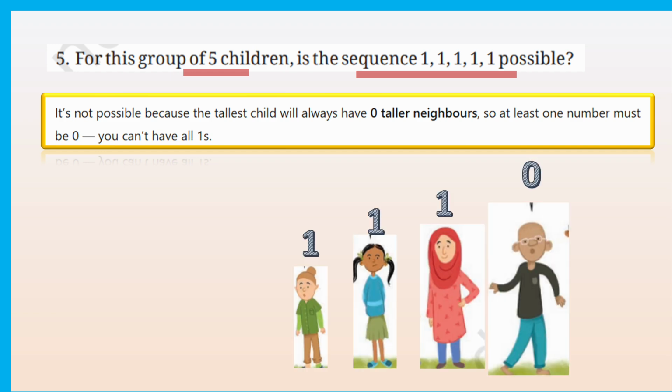See this picture. The first boy, he has only one neighbor and she is taller than him, so he says 1. Then the next girl, she has 2 neighbors. One is taller than her, so she says 1. Then the next girl, she also has 2 neighbors and one is taller than her, so she says 1. Then the last child, he has only one neighbor but she is shorter than him. So he says 0. So this 1, 1, 1, 1, 1 is not possible.